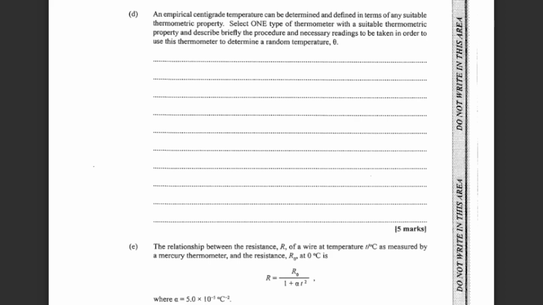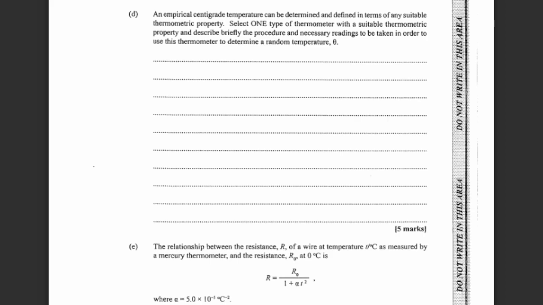Now describe the procedure and the necessary readings to be taken. The procedure, I will briefly describe it. First, you're going to set up the apparatus as you normally do. Then you are going to take some measurements. You're going to measure the height at 0 degrees Celsius. Then you're going to measure the height at 100 degrees Celsius. Then you're going to measure the height at the unknown temperature, in this case, the random temperature that you're trying to find. So you're going to have 3 height measurements.